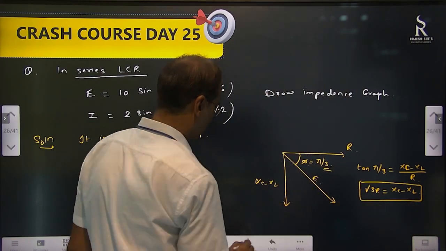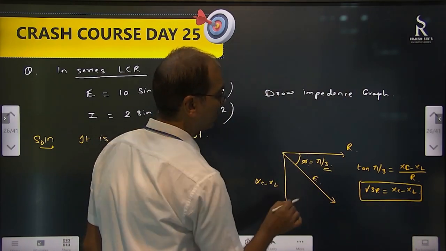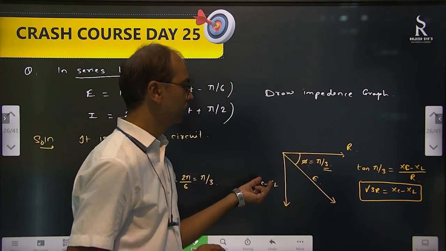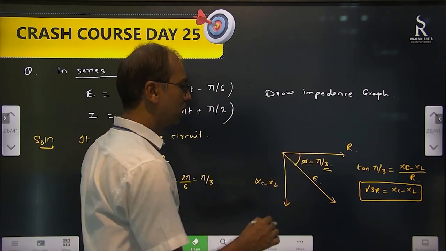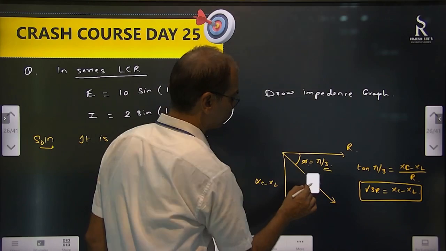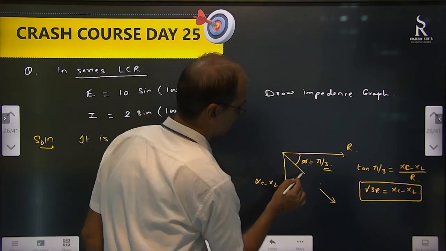Okay, this is not E actually, I have made a mistake. E will be there when you are writing here VR and VC minus VL. Then E. Here at the moment this will be Z. So this basically is Z.